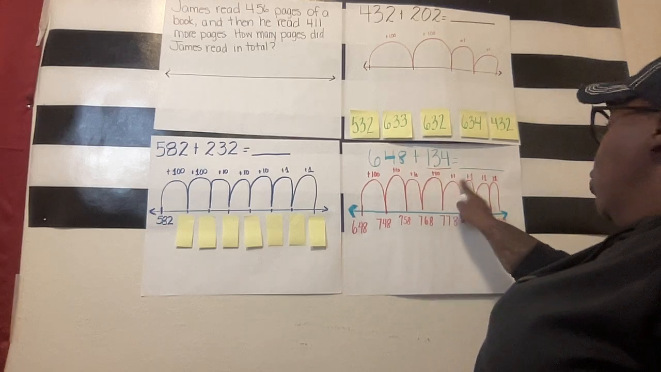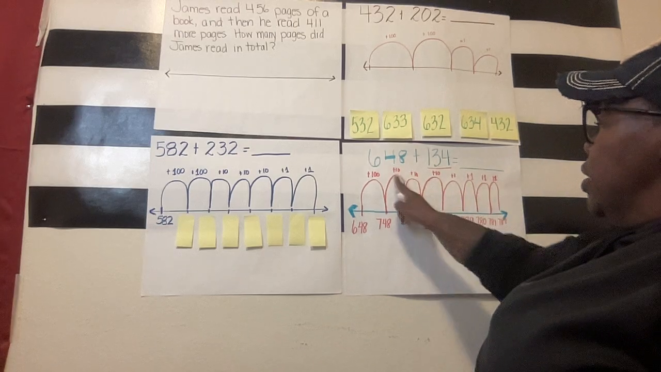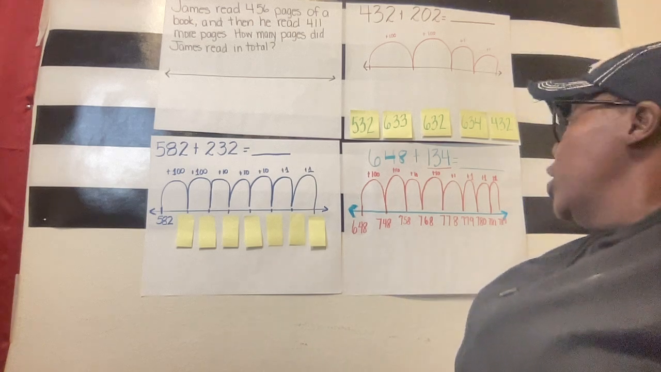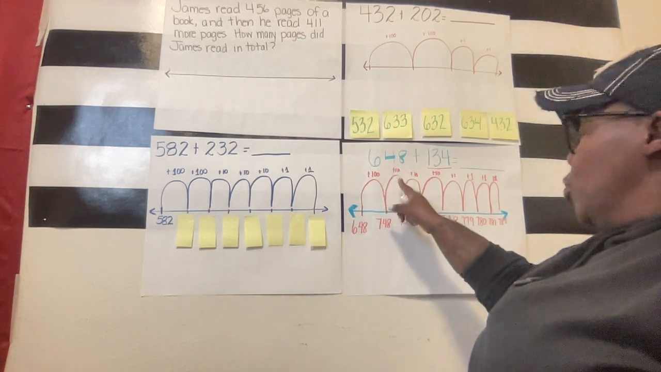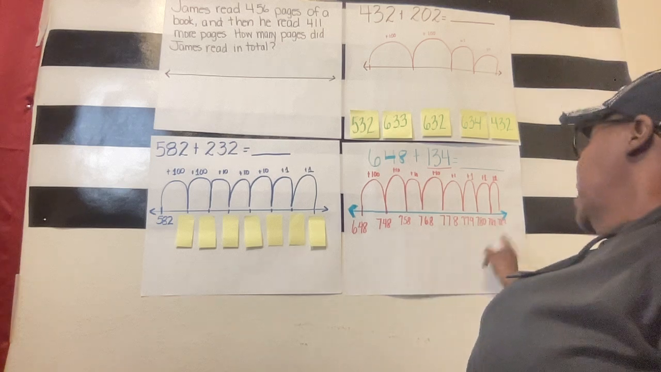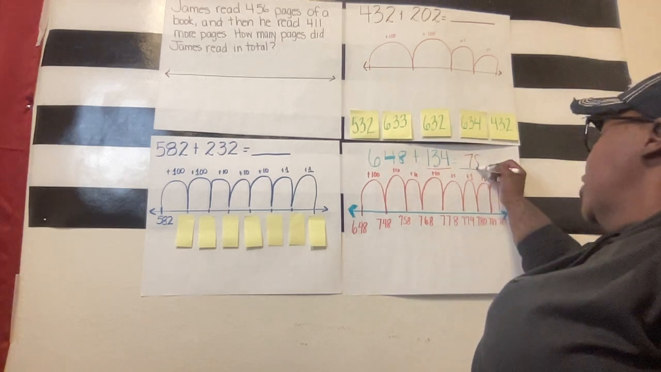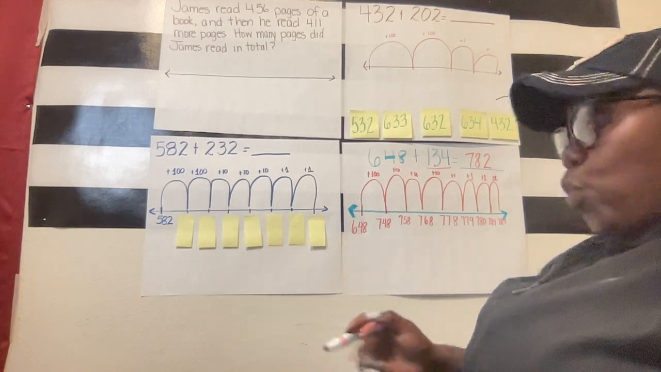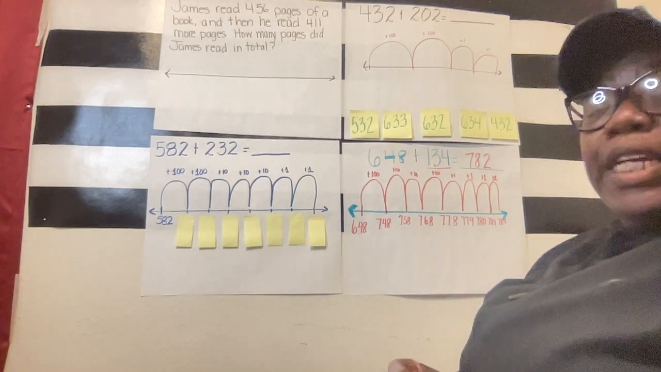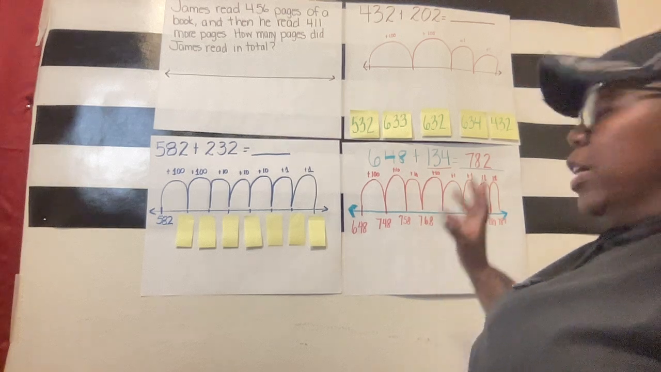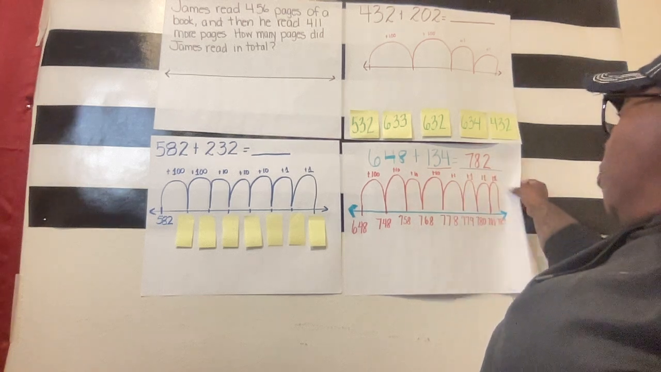So you have your 1, 2, 3, 4 ones, your 1, 2, 3 tens, and your 100. So 648 plus 134 is 782. Okay, so that is one way that they can see the open number line as a way for them to solve the problem.